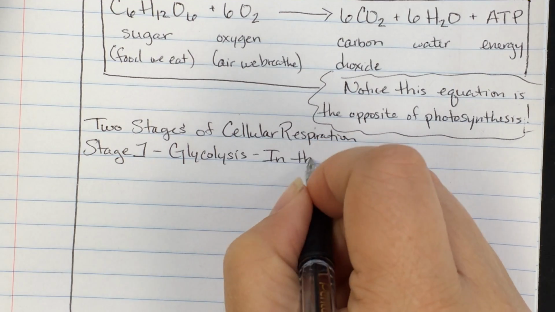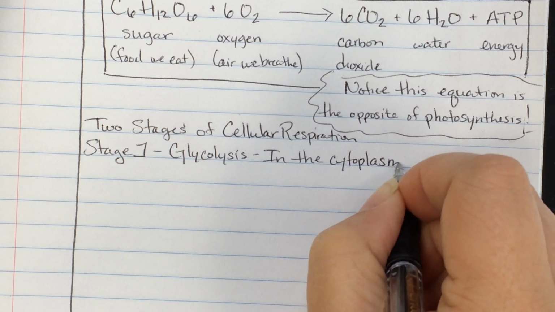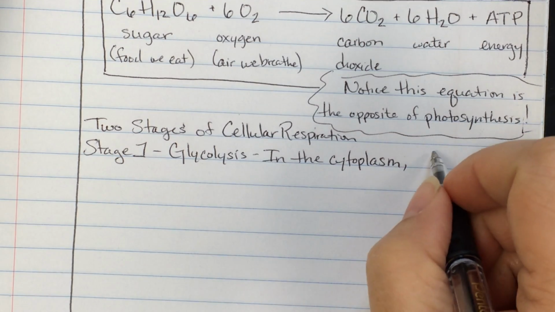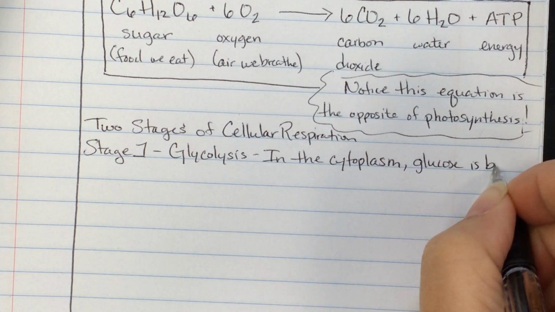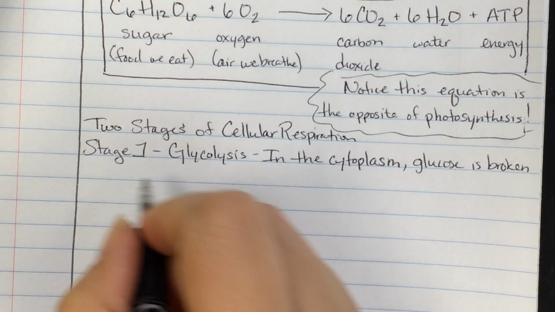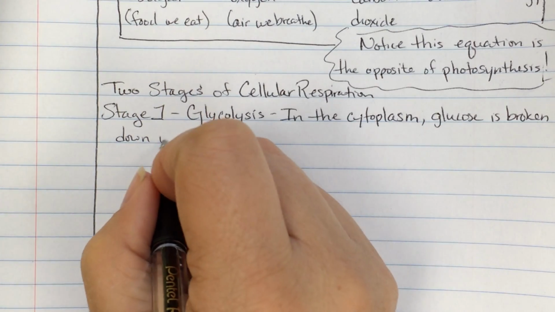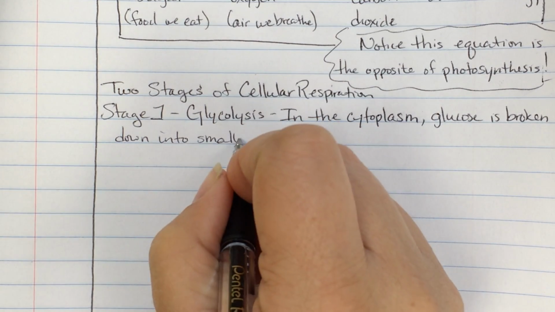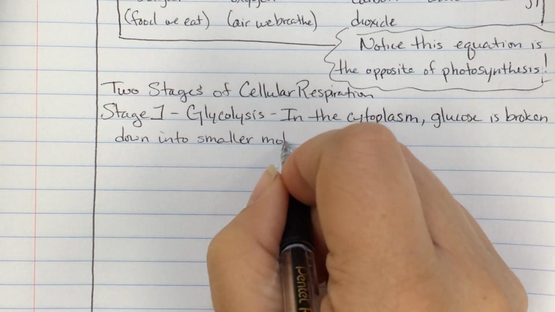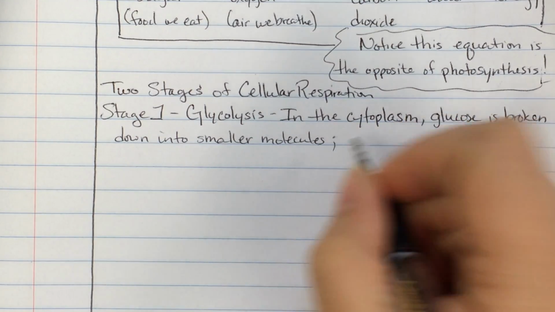So in the cytoplasm, which remember is that liquidy portion of the cell, glucose is broken down into smaller molecules. So we take that huge glucose molecule and we make it tiny.